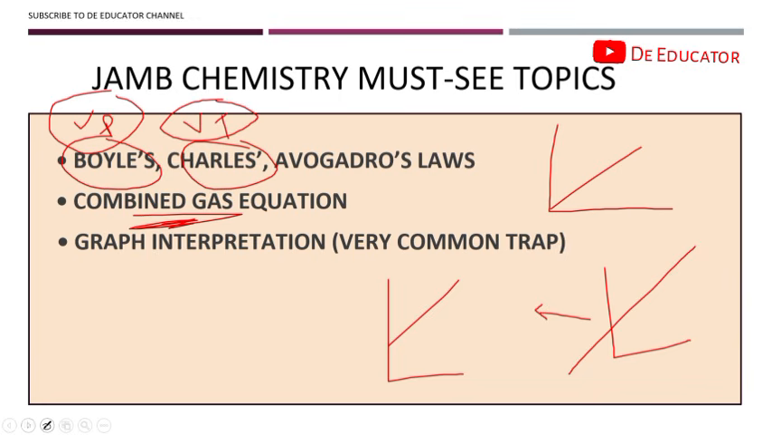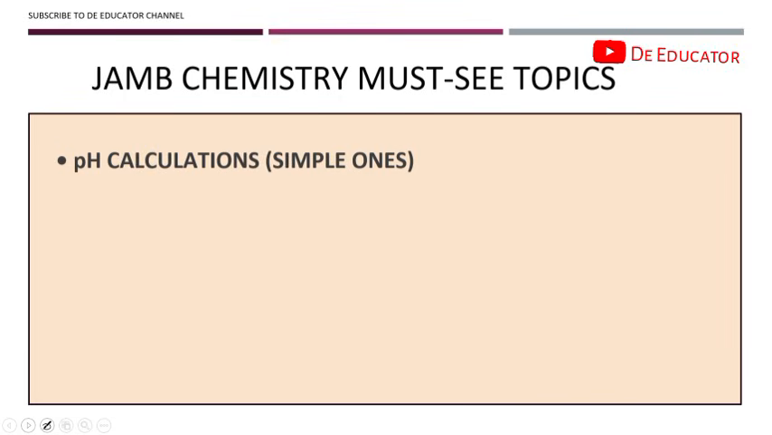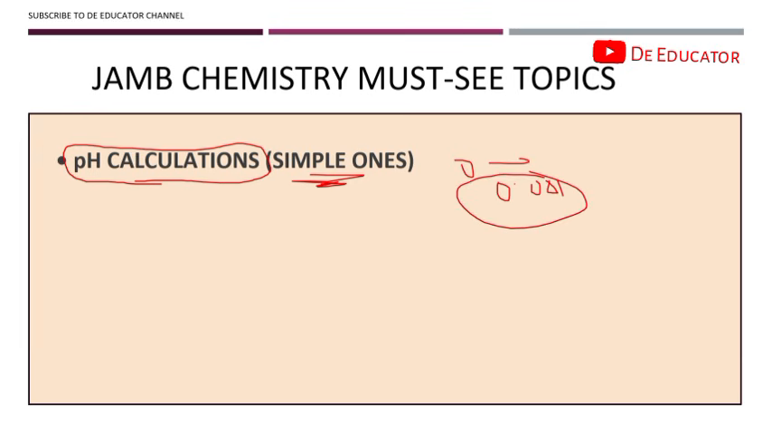All right, moving on to acids, bases and salts. One thing you should take note of is how to calculate pH. The questions you'll see under pH are very simple. You will see questions like 0.001 and they ask what the pH is. You know that the pH of this one is going to be 3. All those kinds of questions.